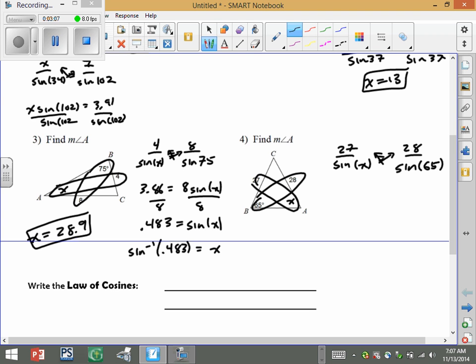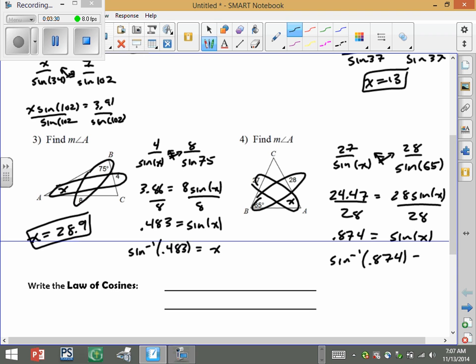So 27 times the sine of 65 is 24.47 equals 28 times the sine of X. Divide both sides by 28. And that puts me at 0.874 equals sine of X. And then we'll take the sine inverse of both sides. So either arc sine if you're using Desmos, or second sine if you're using a calculator. And there, X is going to be equal to 60.9 degrees. If you rounded that to 70, I'd be okay with that.